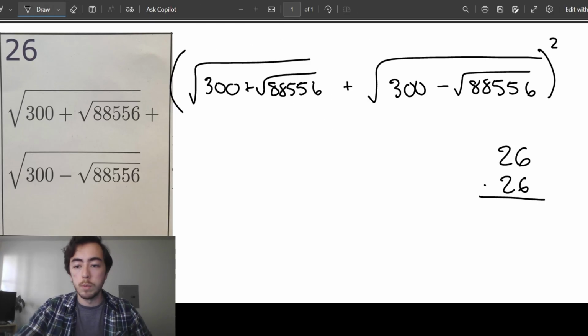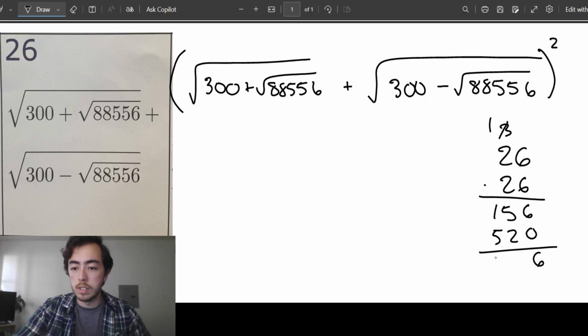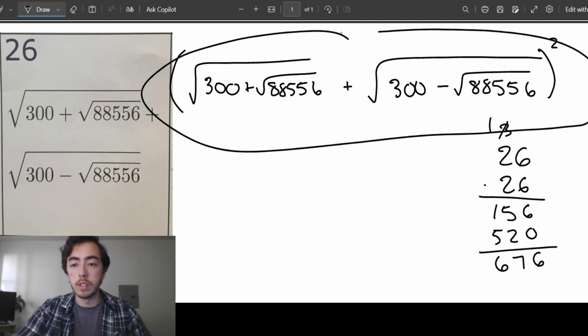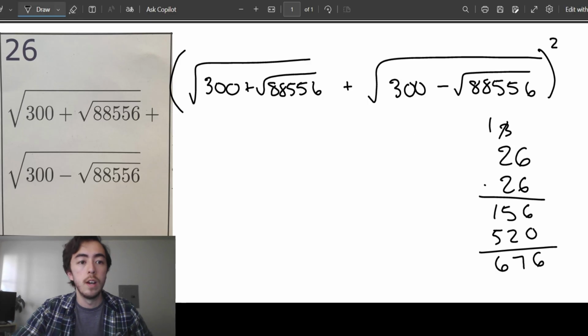So just doing that multiplication first, 6 times 6 is 36. 6 times 2 plus the 3 is 15. Here's a placeholder 0. 2 times 6 is 12. And then 2 times 2 plus the 1 is 5. And so I'm going to get 676 for 26 squared. So this number that I get here should also be 676.